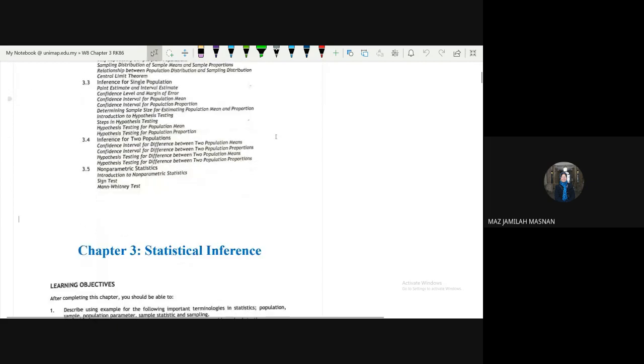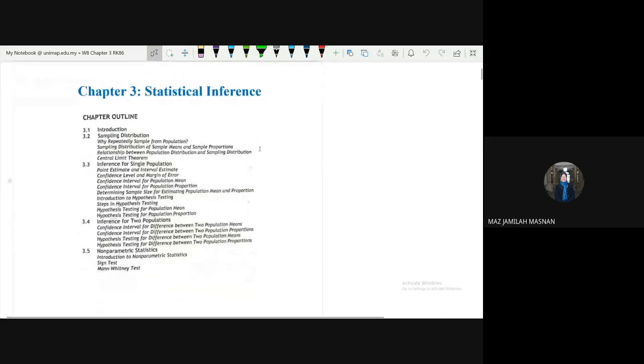Before I go through what we define as statistical inference, if you look at the first page of chapter 3, you can see there is a chapter outline. What you can study or understand from the chapter outline are the things that we wish students to understand. If you look through, you will have 3.1 the introduction, 3.2 the sampling distribution, and 3.3 the inference for single population, followed by inference for two populations, and finally we have non-parametric statistics.